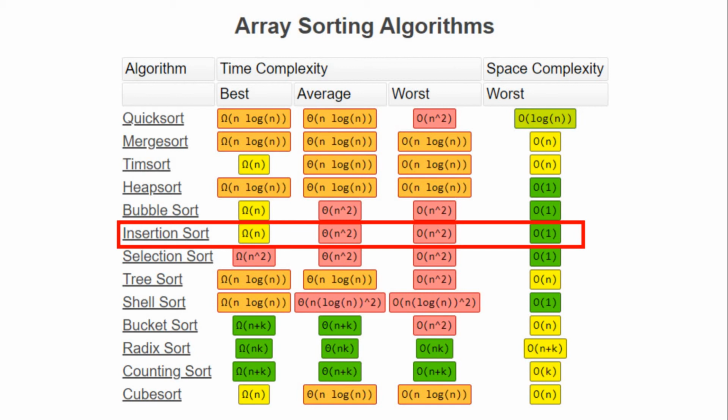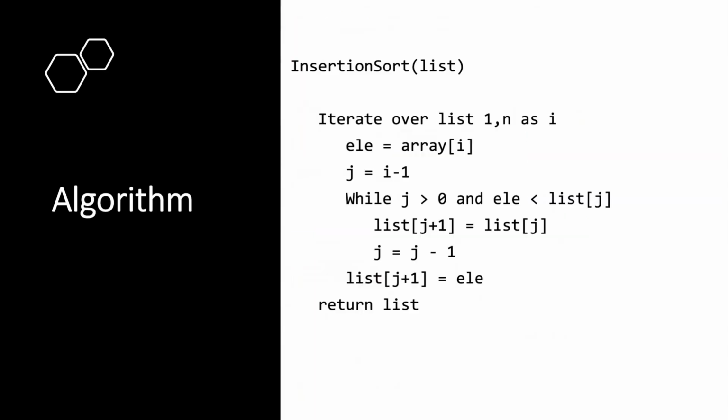Insertion sort is similar to bubble sort in terms of time complexity and space complexity. Insertion sort's best time complexity is n, and average is n squared, and worst case is n squared. The best case n comes when the input is already sorted, and the space complexity is constant because we do an in-place swapping of the elements, so no additional space is required for executing this algorithm.